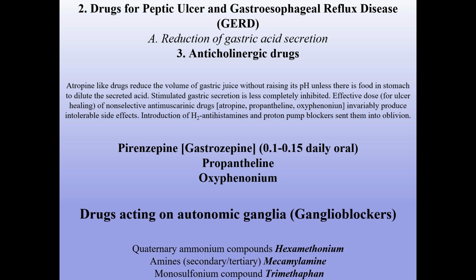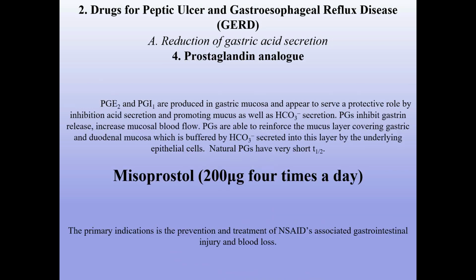The drugs are pirenzepine or gastrozepine 0.1 to 0.15 daily oral, propantheline and oxyphenonium, and drugs acting on autonomic ganglia, ganglioblockers: quaternary ammonium compounds, hexamethonium; amines, secondary and tertiary, mecamylamine; monosulfonium compound, trimethaphan.